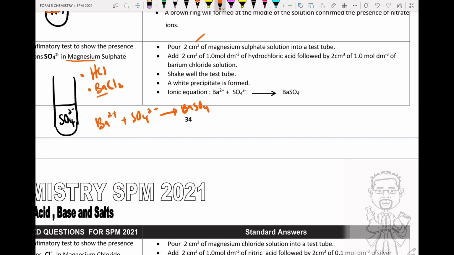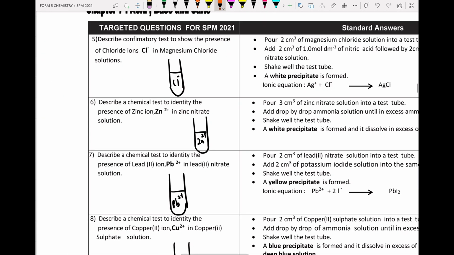Pour 2 cm³ of magnesium sulfate solution into a test tube. Add 2 cm³ of 1.0 mol dm⁻³ hydrochloric acid followed by barium chloride solution. Shake well the test tube. A white precipitate forms. The ionic equation is given.